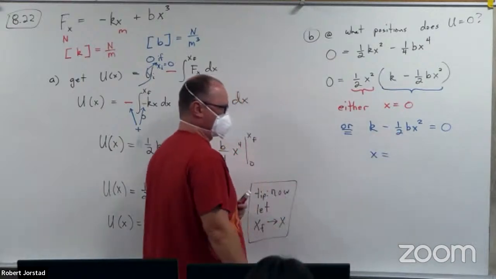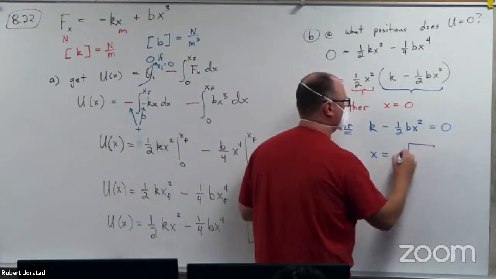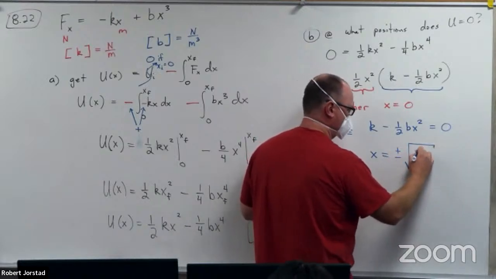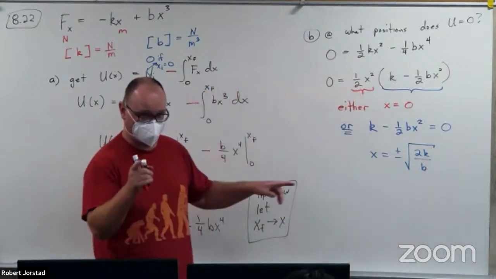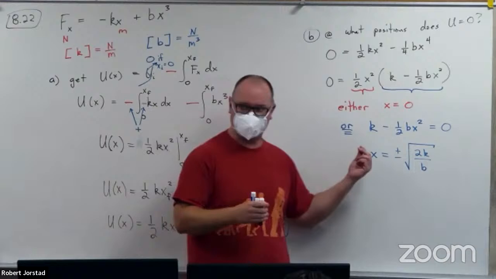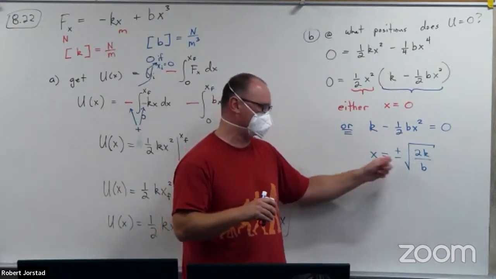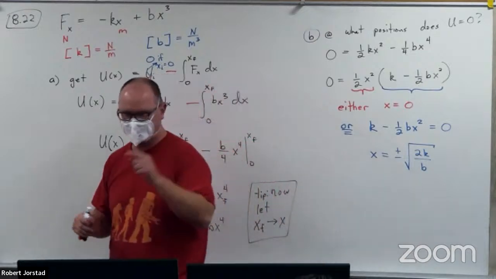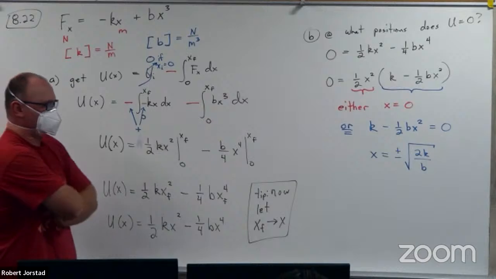What's this one going to give me? Plus or minus the square root of 2k over b. And the plus or minus does make sense here, right? You could stretch this new modified spring to the right or to the left. So it's important that we include the plus or minus for this problem too. So just little things. You probably would have got all that, but does that make sense?